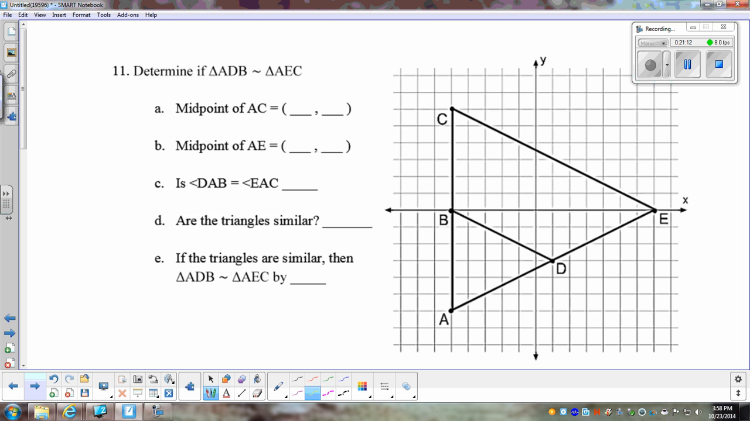All right, the midpoint of AC. So just a straight line. Distance from AC is 1, 2, 3, 4. I went down 12 and didn't go over at all, so divide that by 2. I have to go down 6. That ended me up right here at point B, which is negative 5, 0.